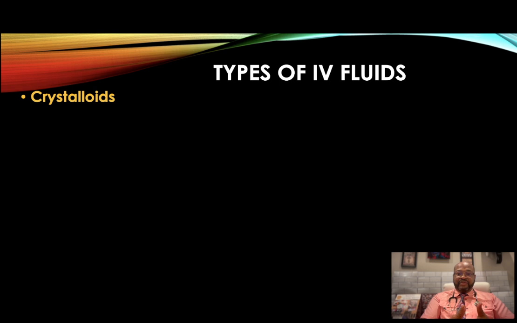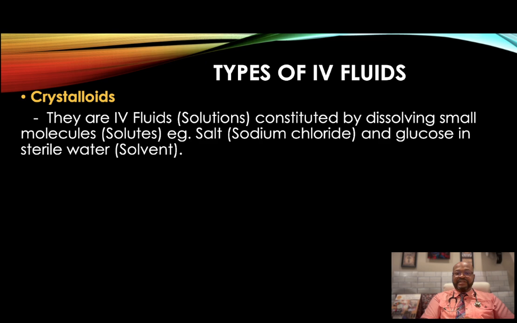There are two kinds of fluids you're going to encounter. You're going to have the crystalloids, which is very common, and also the colloids. I'm going to spend more time on crystalloids here, but we do have colloids, and we'll talk about them a bit. So for the crystalloids, they are IV fluids constituted by dissolving small molecules, solutes, like salt or glucose in sterile water.